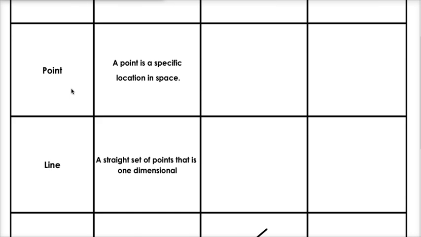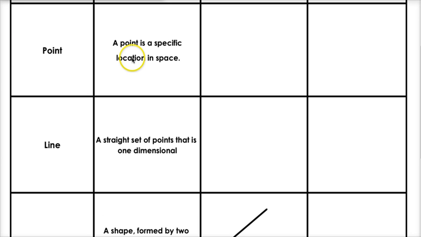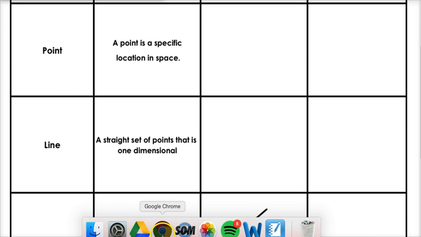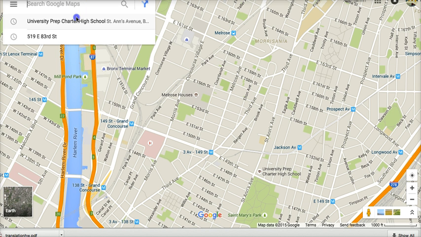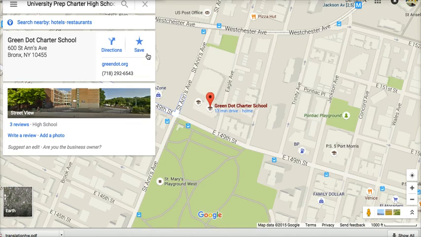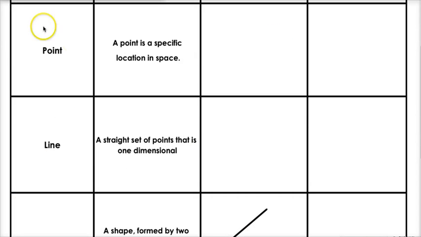So the first thing we're going to learn about is a point. A point is just a specific location in space. What I mean by that is, let's say I wanted to find where our school is. You'll see what Google Maps does is it gives us a point, and that's exactly the location of our school. So a point is just a location in space.